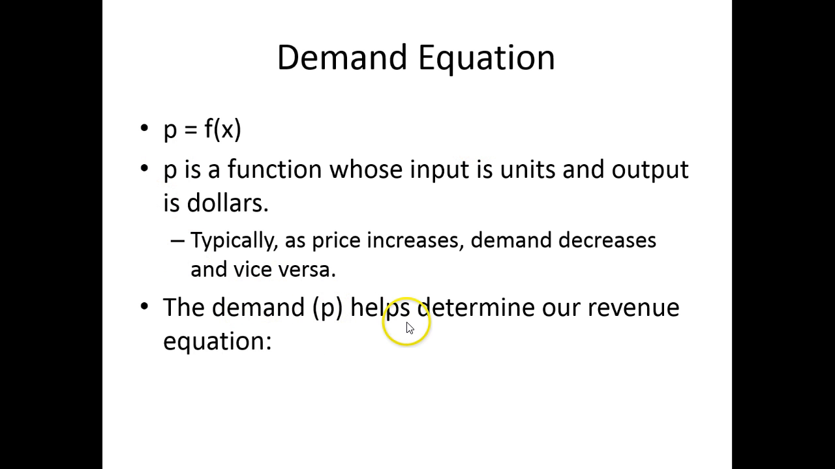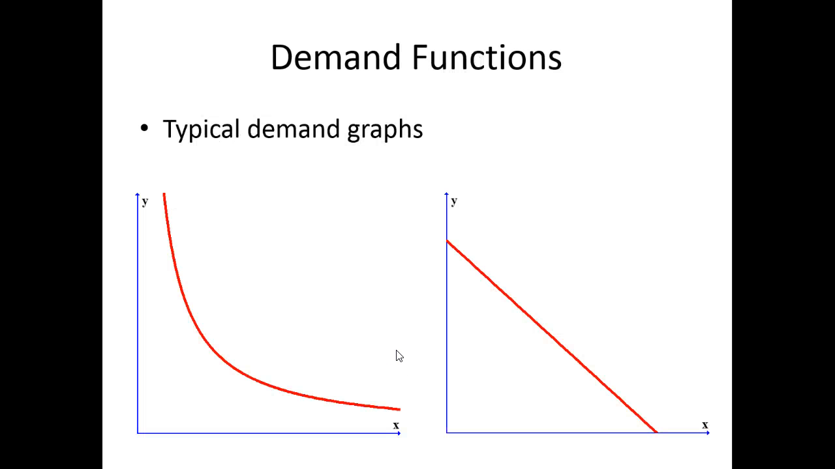This price function, little p, is also going to help us determine our revenue equation, which we'll get to in a second. Typical demand functions look like this. They're inverse relationships. As x increases, y decreases, and vice versa. As x decreases, y increases. This is the classical we're going to study on the right. This is p equals mx plus b. P is just our y value. This is our price. It's dependent on the slope, the rate, times the number of units sold, plus our y-intercept.